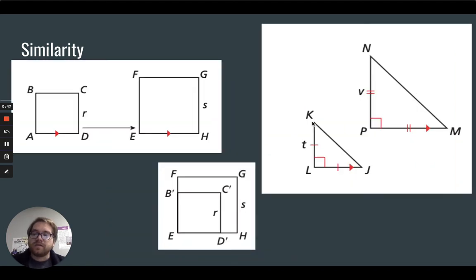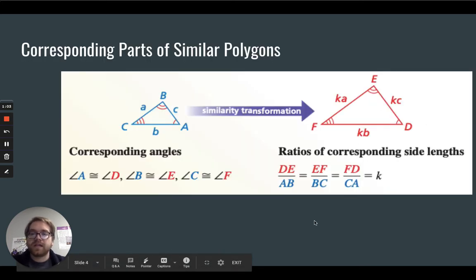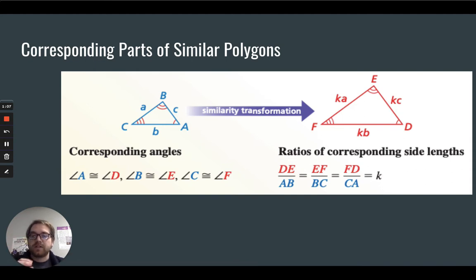You can see that also in these squares. This is a really common way to look at similarity, in terms of parts of each other, to put one figure inside of the other. These are other examples of similar figures. But in this lesson, we'll be looking at more of the definition of similarity and what actually defines these figures as similar. It really comes down to two things.